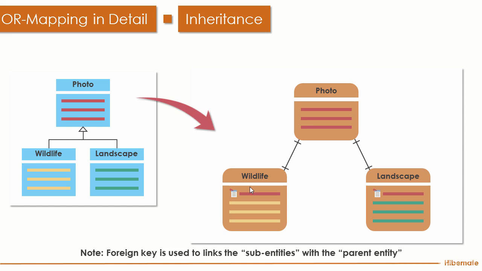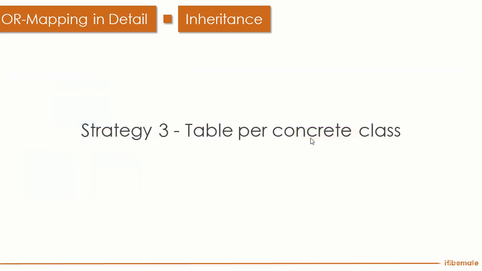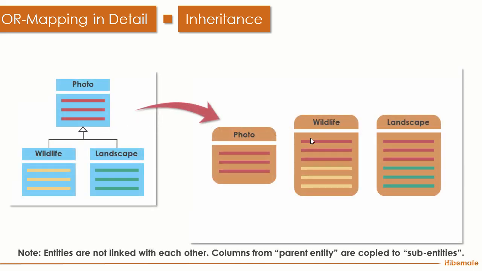You can imagine when you load up the row of data to the object, you need to query more than one table, at least two, to get the objects back. So the query time will be a little slower than the first strategy, but that saves a lot of space. The third one is a table per concrete class.